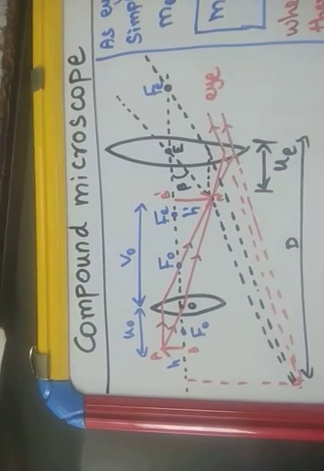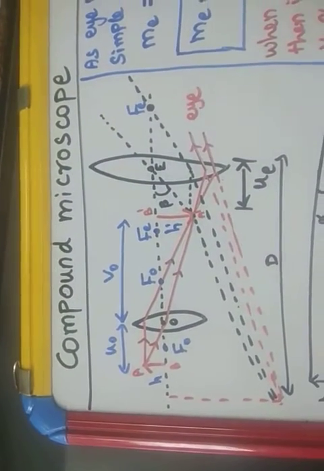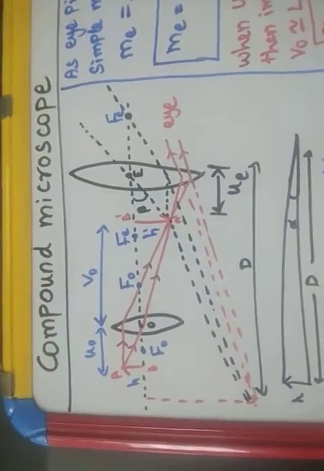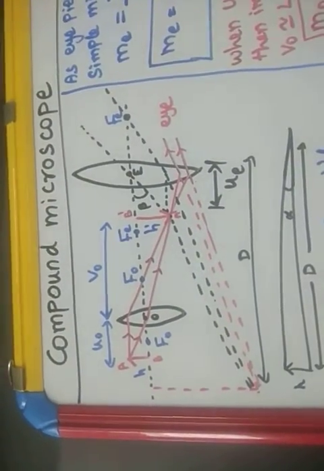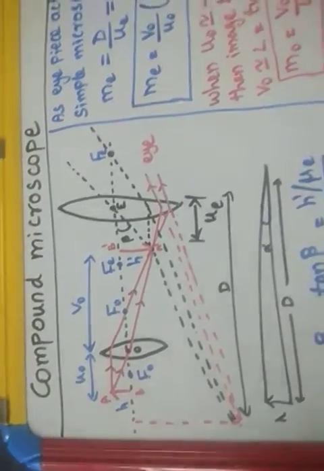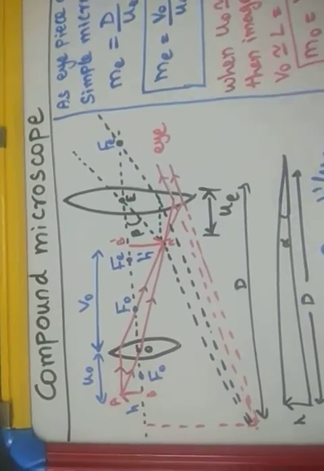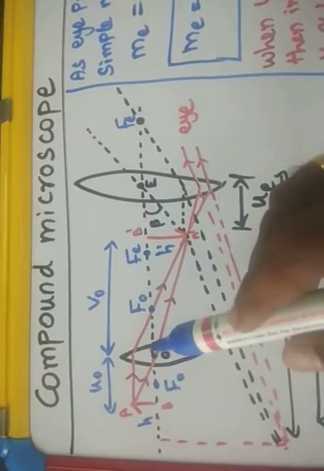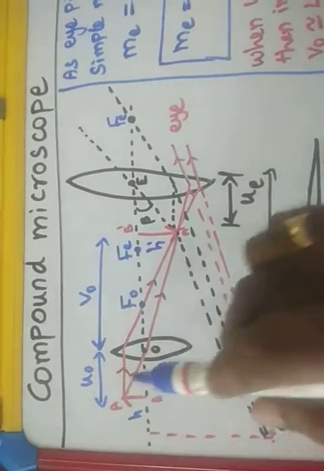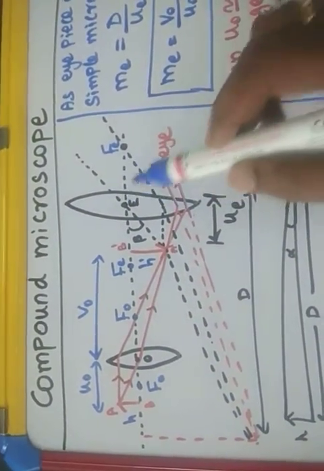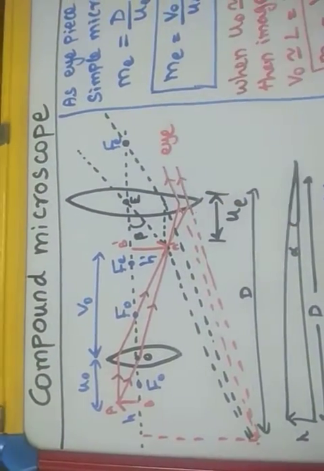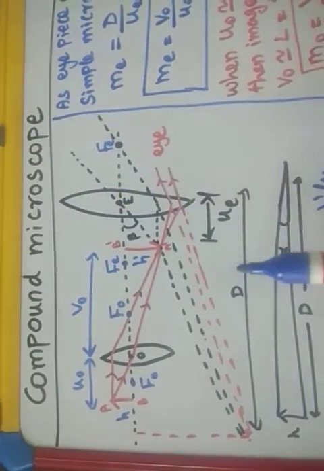Compound microscope. A compound microscope is a combination of two convex lenses. There are two lenses. One lens is called the objective, and the other lens is called the eyepiece. The lens which is very close to the object is called the objective lens. The lens which is closer to our eye is called the eye lens, so it is called the eyepiece.